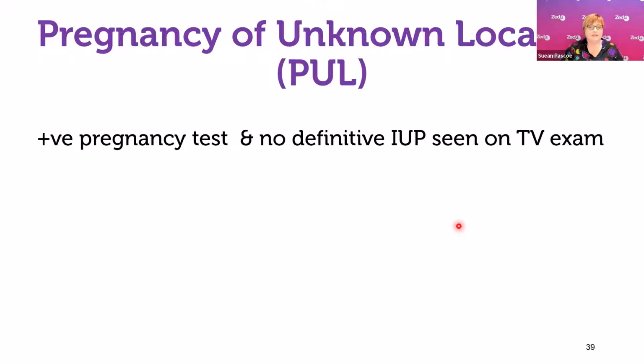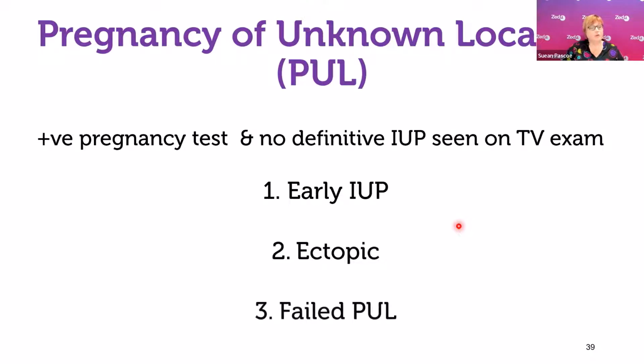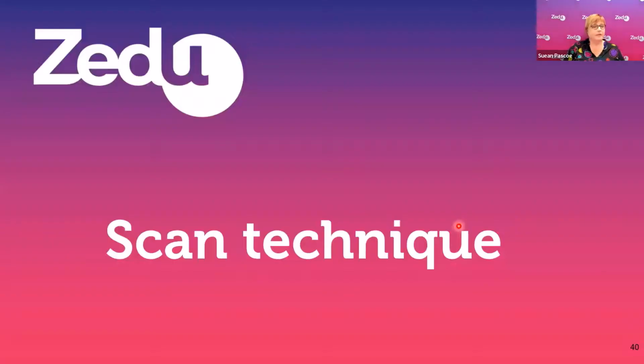Under these circumstances, there's 3 possible outcomes. It could be a very early intrauterine pregnancy that we just can't see yet. It could be an ectopic pregnancy, or it could be a failed pregnancy of unknown location. And so we need to monitor these patients and get them back in a week, or keep scanning them until we have a definitive answer about where that is, so that we don't miss the ectopic pregnancy.